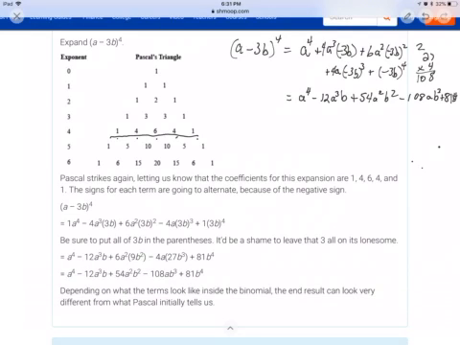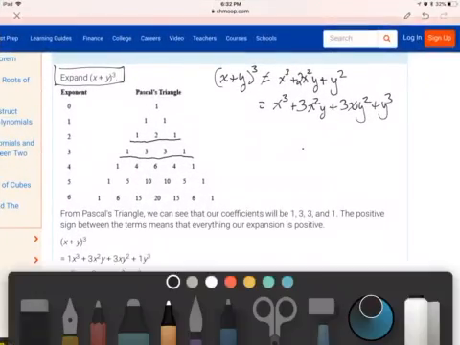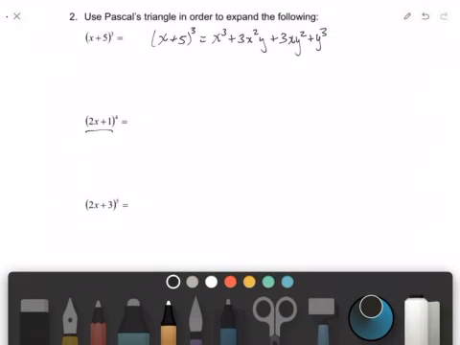So let's see if that's correct. So here's a to the fourth minus 12a cubed times b, plus 54a squared b squared minus 108 a times b cubed plus 81 b to the fourth. So this method is working out. So let's go ahead and work on the next problem here.